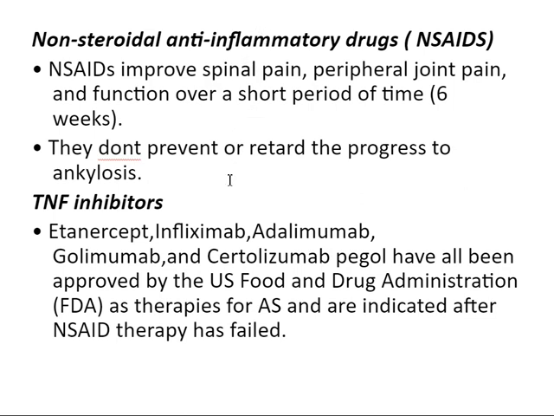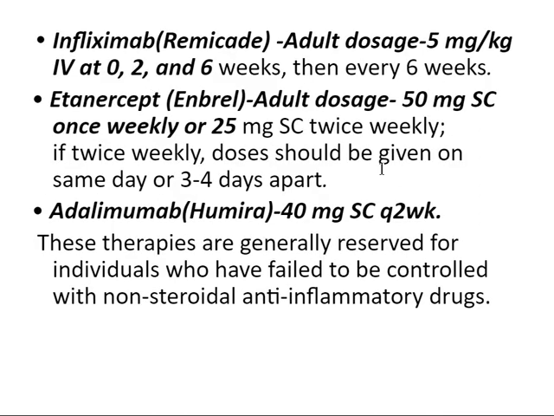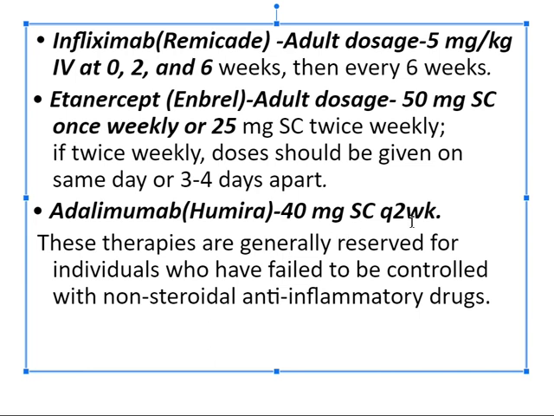In order to stop the progression of the disease, we can start TNF inhibitors. What are they? Etanercept, infliximab, adalimumab, golimumab, and certolizumab pegol. These are all approved TNF inhibitors. Infliximab is given IV; just remember I-I. Adult dosage is 5 mg per kg at 0, 2, and 6 weeks, and then every 6 weeks. Etanercept is given subcutaneously, 50 mg once weekly or 25 mg subcutaneously twice weekly. Adalimumab is 40 mg subcutaneous every 2 weeks.